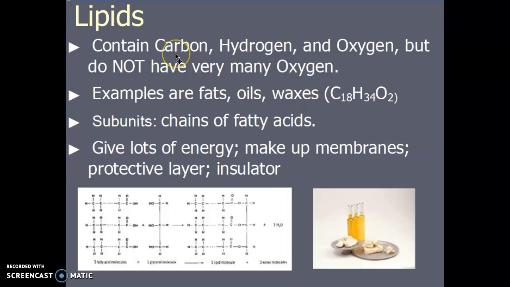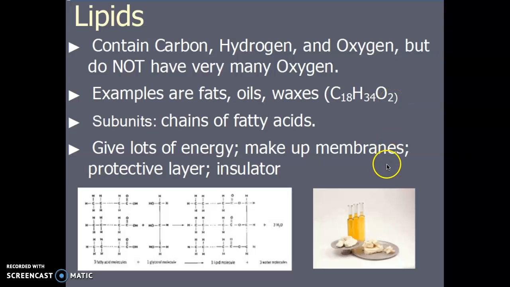It has the same elements as carbohydrates, carbon, hydrogen, oxygen, but you won't have that nice 1 to 2 to 1 ratio like we did before. You're going to have a lot of carbon, even double the amount of hydrogen, but very few oxygen. So here's an example of a lipid here, 18, 34, and only 2. Remember, if this were a carbohydrate, this number here would be an 18.